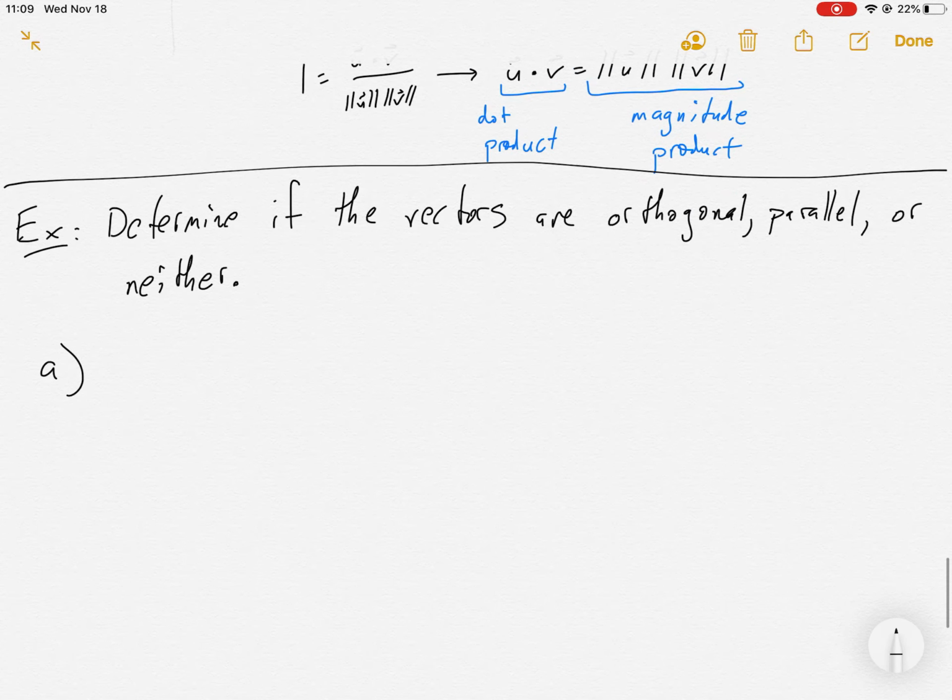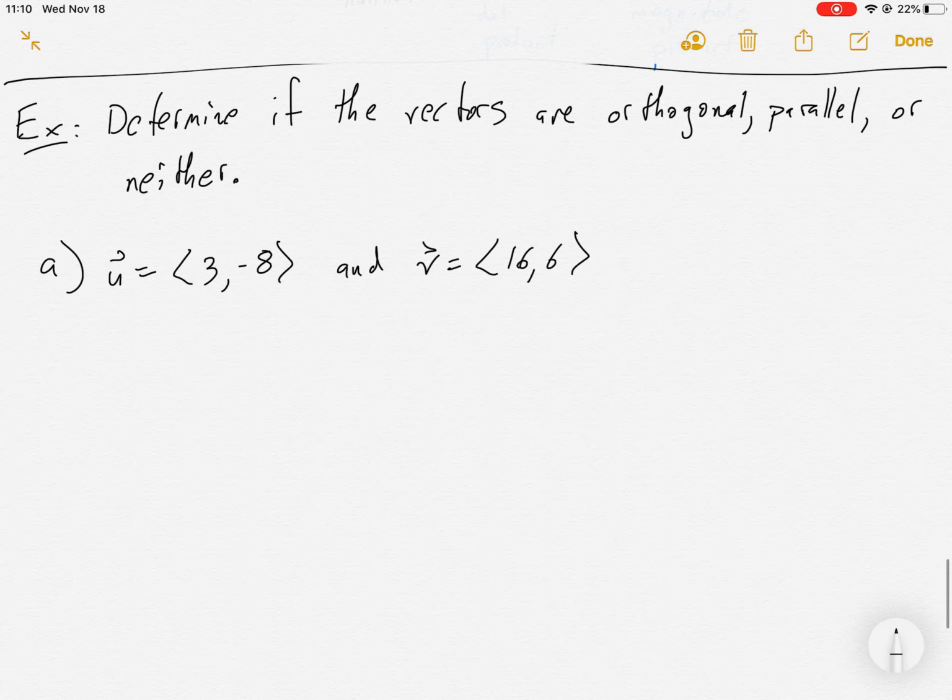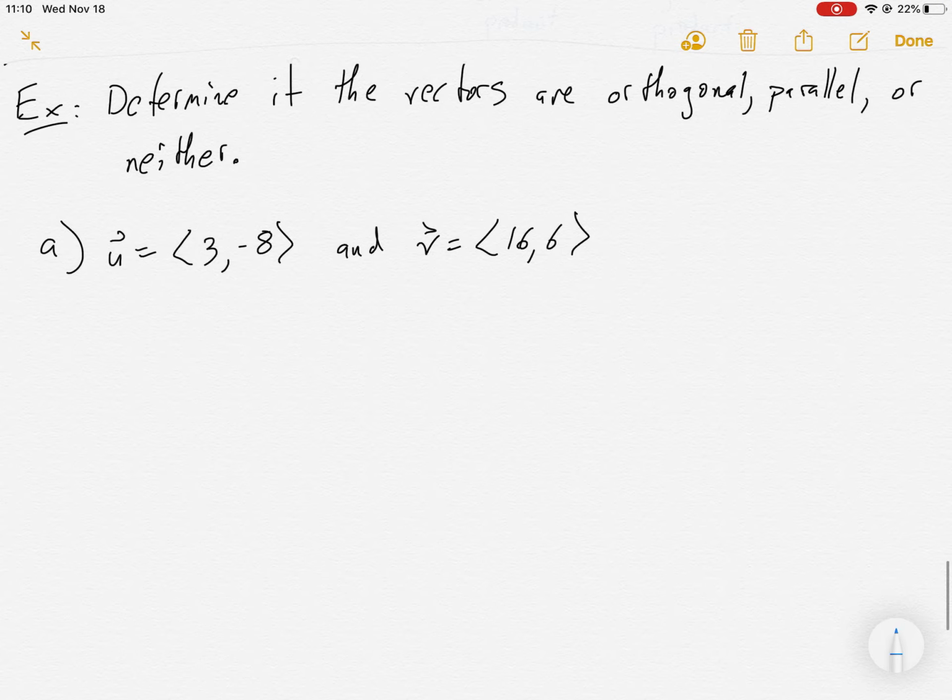Okay. So let's do two examples. The first one, we'll say u equals 3, -8, and v is going to equal 16, 6. So no matter what, you're always going to first find their dot product, because both definitions require the dot product. So we're going to take 3 times 16 plus -8 times 6. And if you do this out on the calculator, you end up with 48 minus 48. So you do actually get 0. So we can stop there and we can say conclusion.